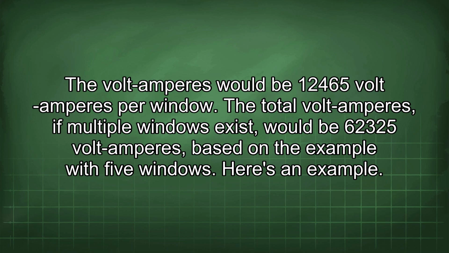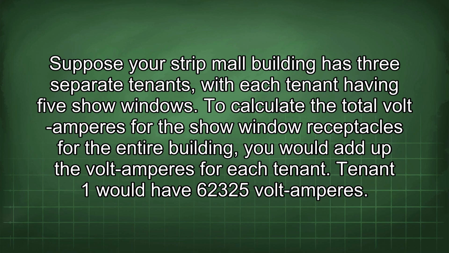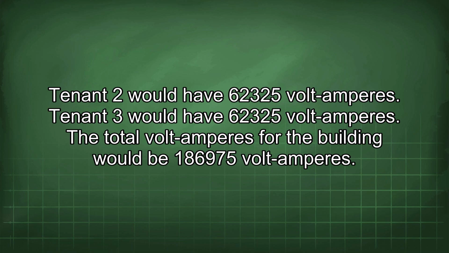Here's an example. Suppose your strip mall building has 3 separate tenants, with each tenant having 5 show windows. To calculate the total volt-amperes for the show window receptacles for the entire building, you would add up the volt-amperes for each tenant. Tenant 1 would have 62,325 volt-amperes. Tenant 2 would have 62,325 volt-amperes.